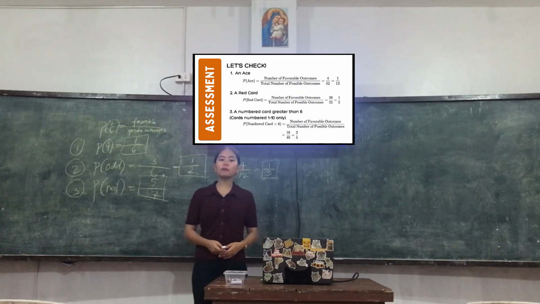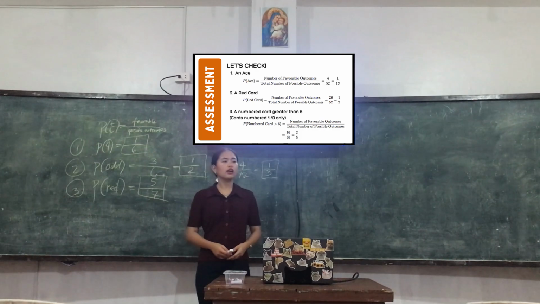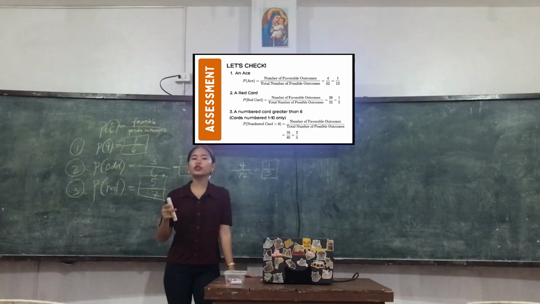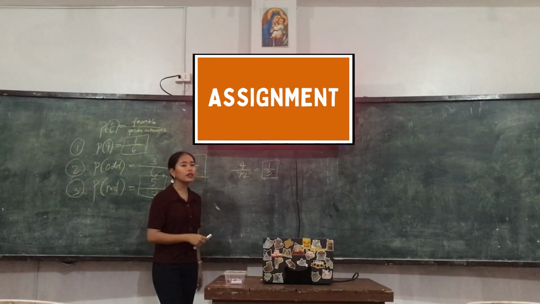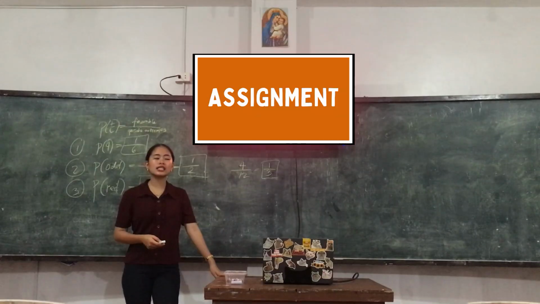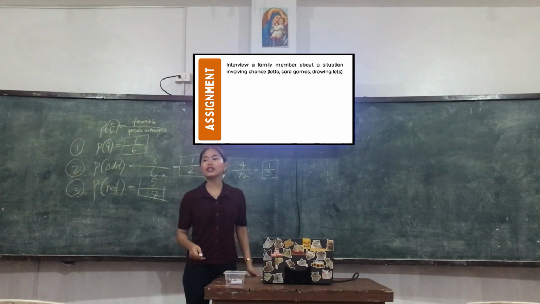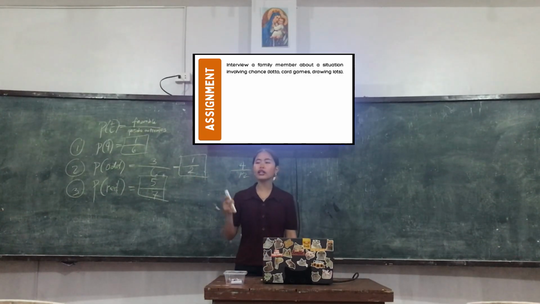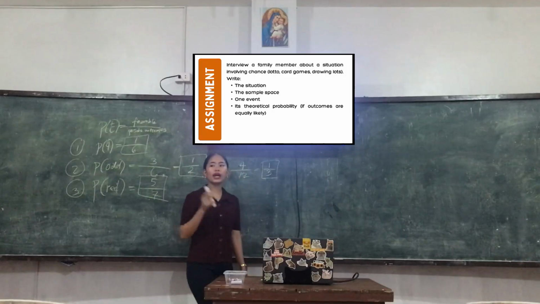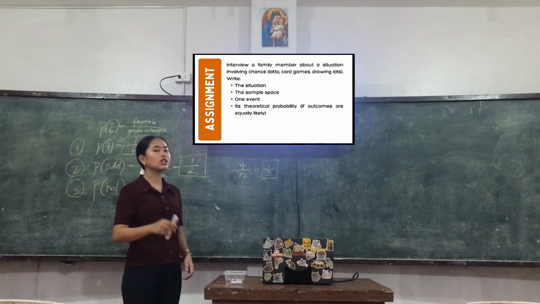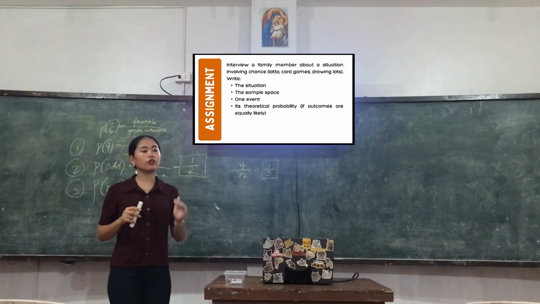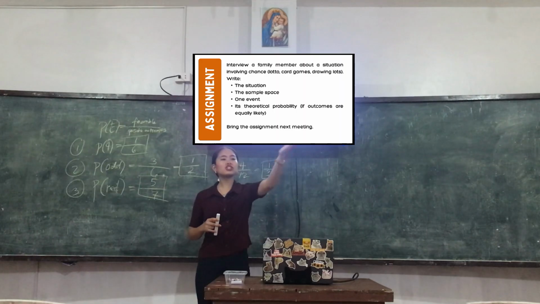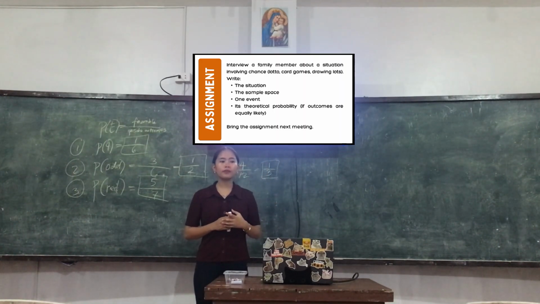Alright, return your papers to the owner. Are there any questions or clarifications with our topic? None so far? Okay, so for you to reinforce our lesson for today, I will give you an assignment to be submitted next meeting. So all you have to do is to interview a family member about a situation involving chance, may it be lotto, card games, or drawing plans. And after that, you write on your 1/4 sheet of paper the situation, the sample space, the event, and its theoretical probability if outcomes are equally likely. So questions? None so far?